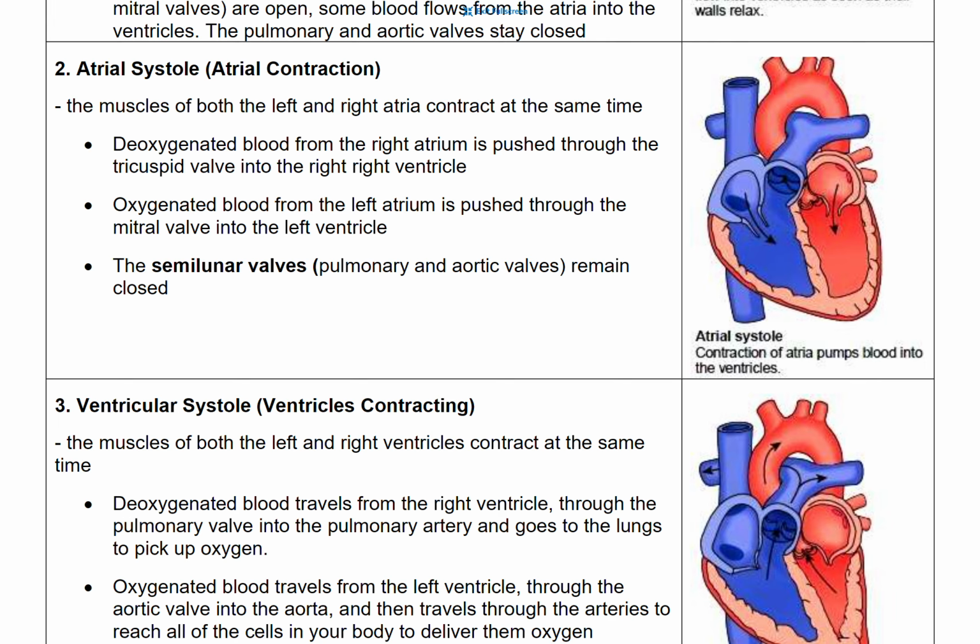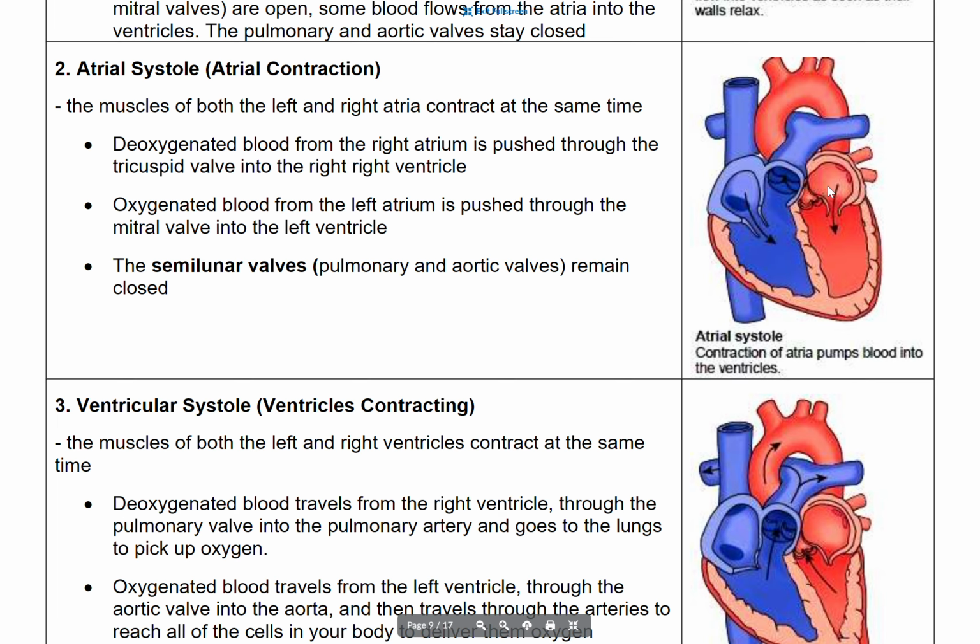This is the contraction of your atriums, or atria. The muscles of both the left and the right atria are going to contract at basically the same time. Deoxygenated blood from the right atrium is pushed through the tricuspid valve into the right ventricle. And oxygenated blood from the left atrium is pushed through the mitral valve, sometimes called the bicuspid valve, into the left ventricle. The semilunar valves, the pulmonary valve and the aortic valve, remain closed.